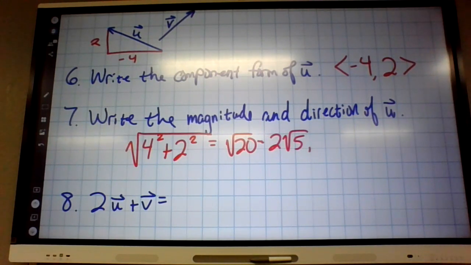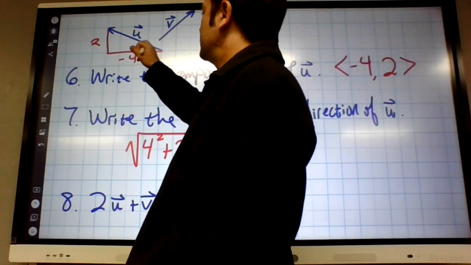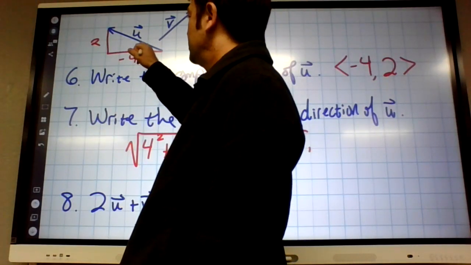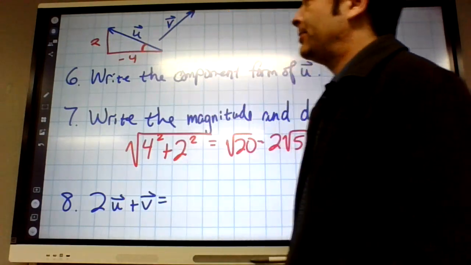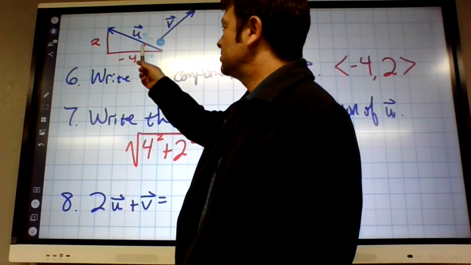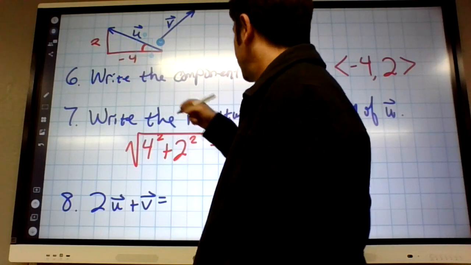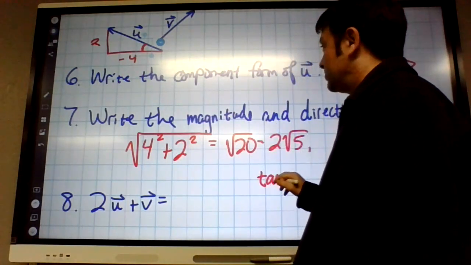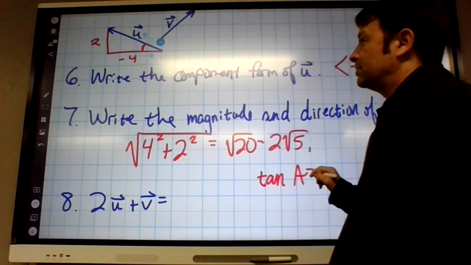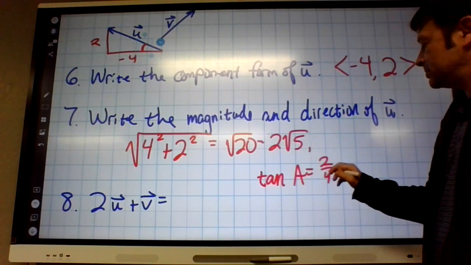And how about direction? Direction is an angle. Basically, what angle would the vector make with the x-axis? So how do I find this angle right here? Opposite over adjacent, that's tangent. So tangent of the angle equals opposite over adjacent.